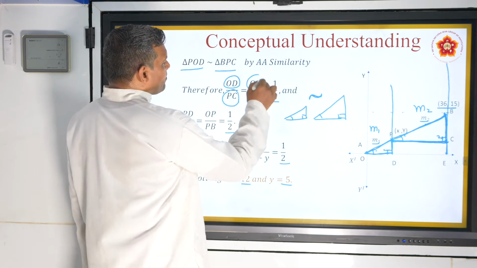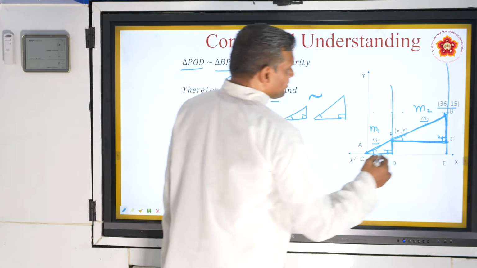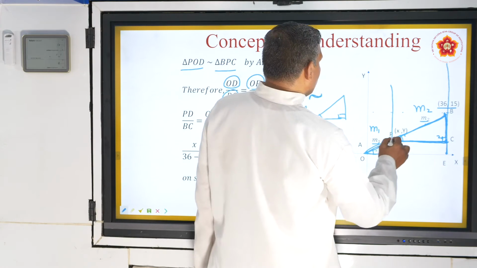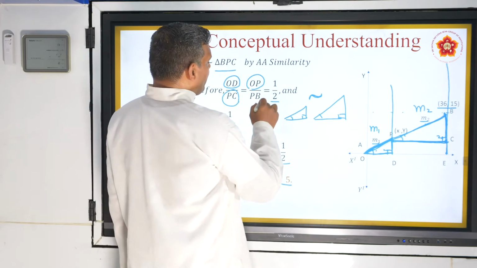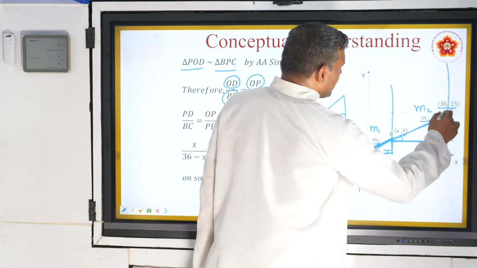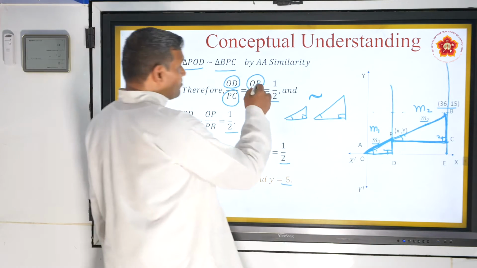Then OP by PB. Where is OP? This is O, this is P. What does this become? Of course, the small triangle's hypotenuse. Then what is PB? Look at PB. It's also another hypotenuse. So hypotenuse by hypotenuse.